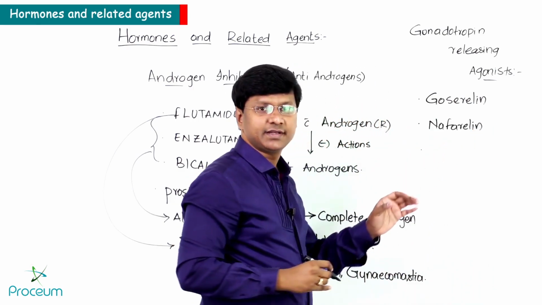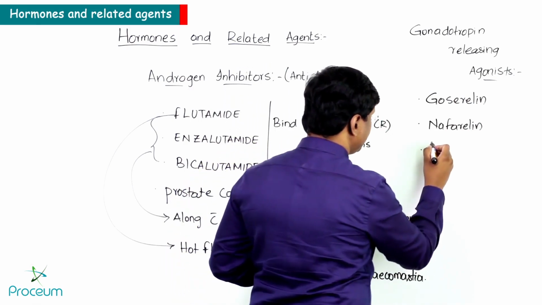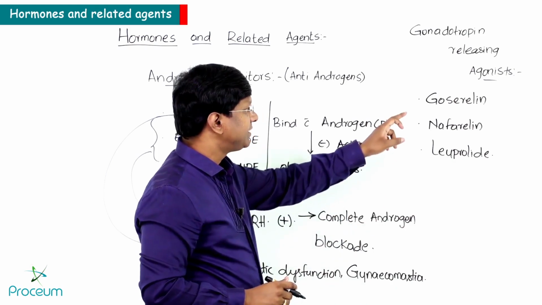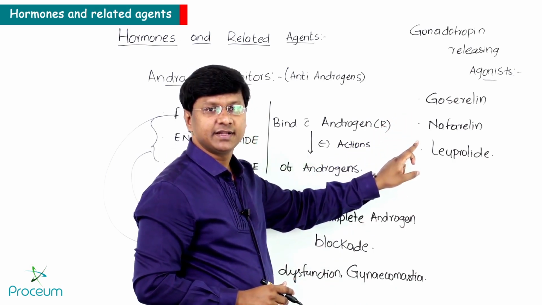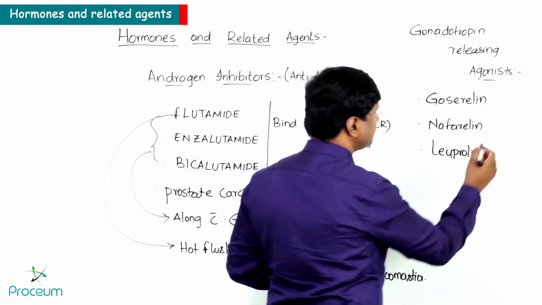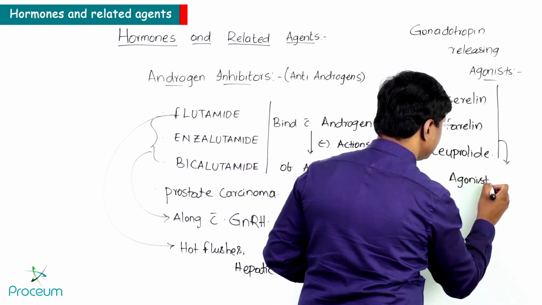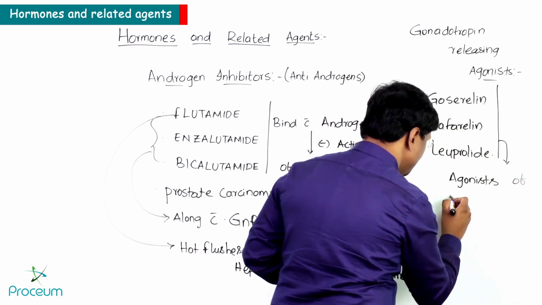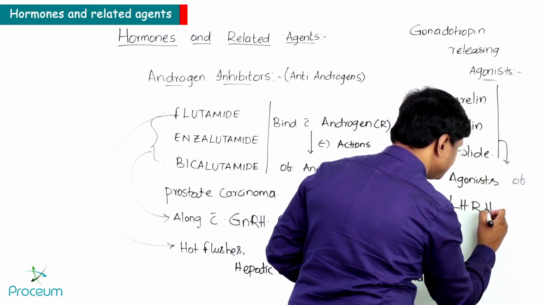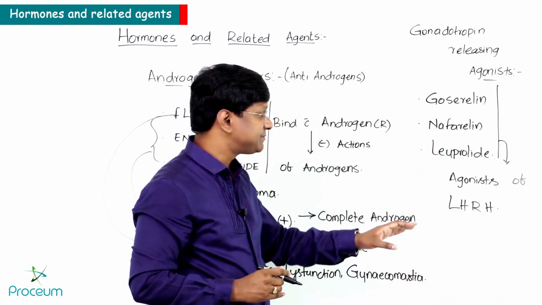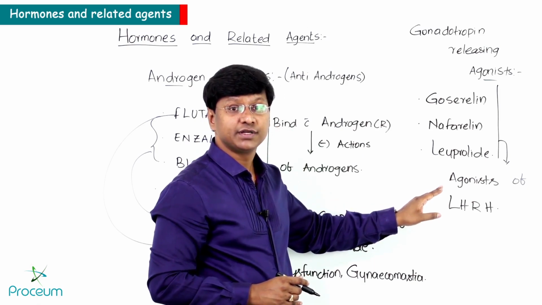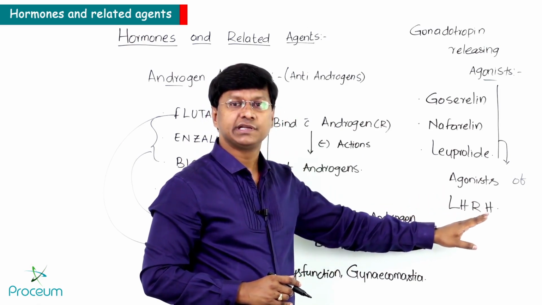The other group of drugs are nafarelin, and then we have leuprolide. So remember, goserelin, nafarelin, as well as leuprolide, they act as agonists of luteinizing hormone releasing hormone receptors. So these particular drugs mainly act as the agonist for luteinizing hormone releasing hormone.